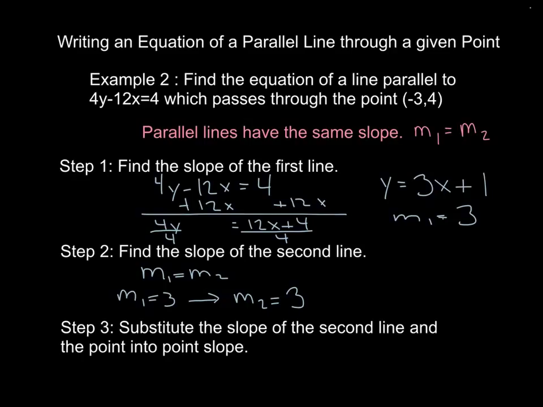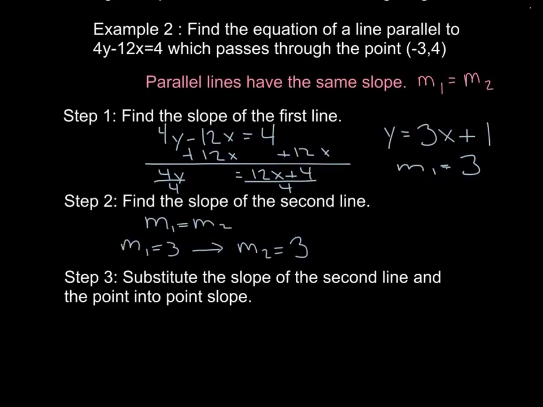Just like in the previous example, all we have to do at this point now is just substitute in our second slope and the point into point-slope form. So I'm just going to write those out for us really quick. I'm going to say m is equal to 3, and then we need to get the point. The point is -3, 4. Now it's very important to remember this negative because it is going to change a little.